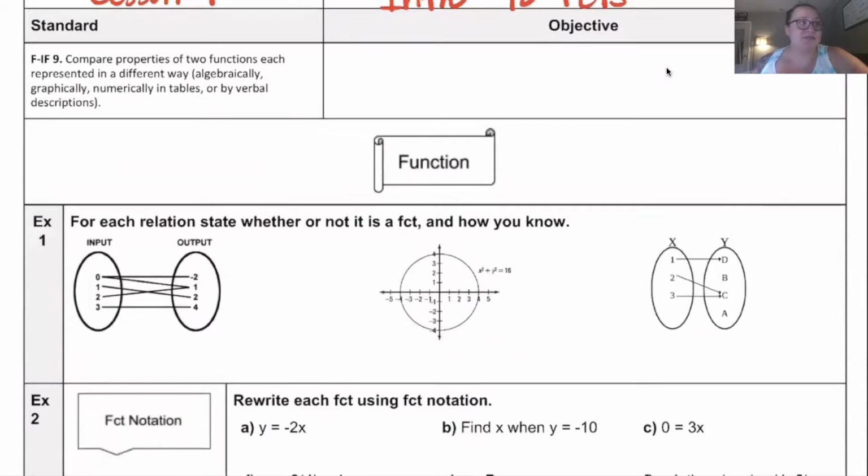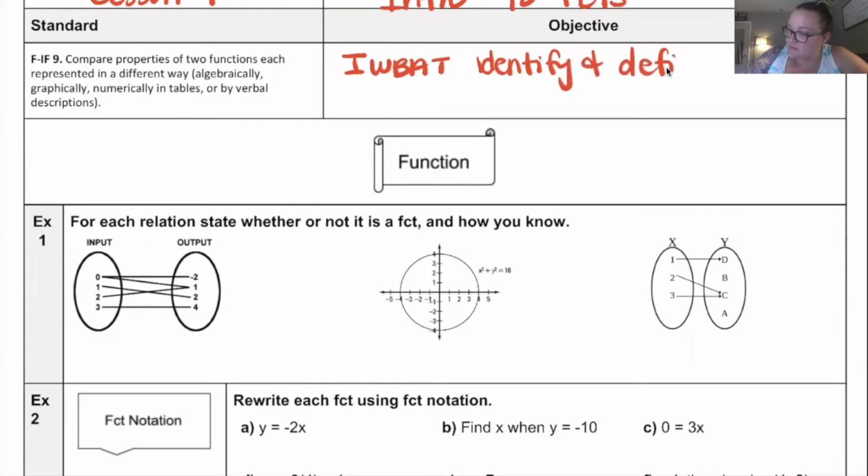So today's objective is I will be able to identify and define functions and find outputs and inputs of functions.